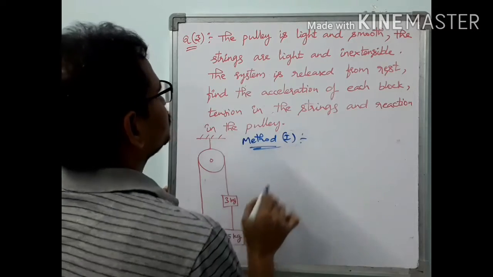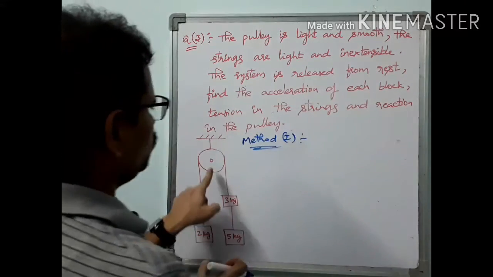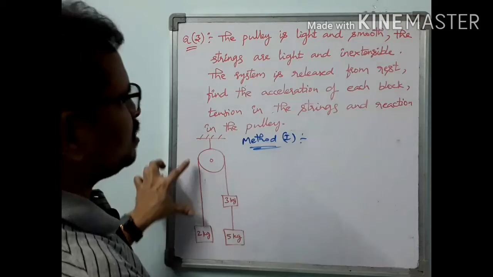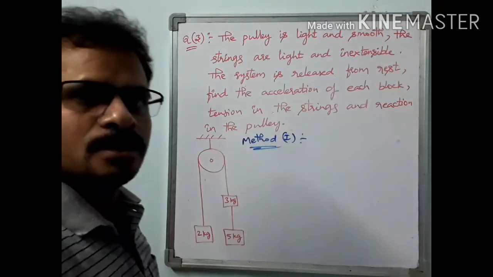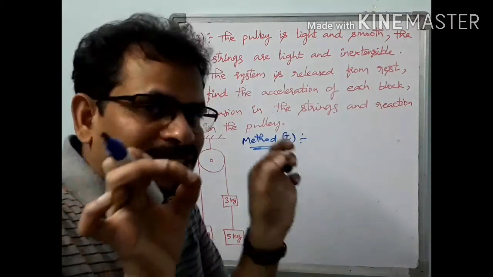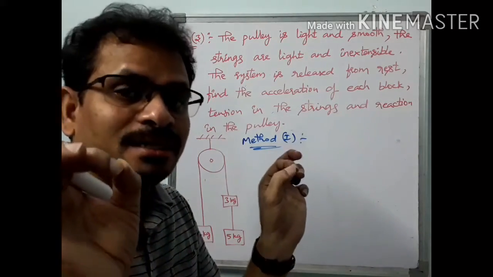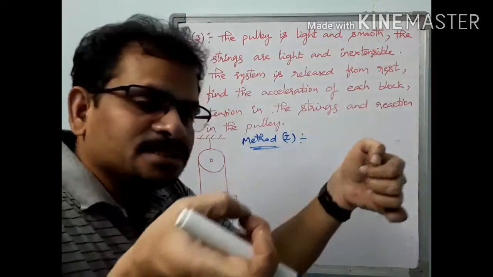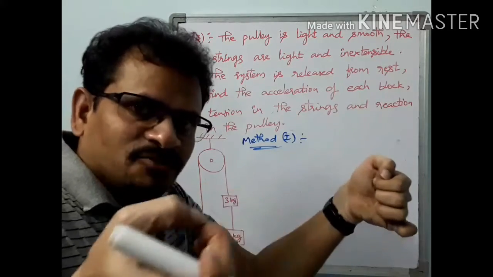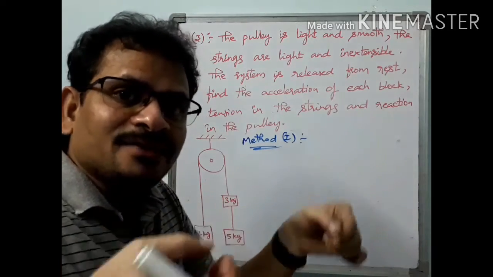Before that, what is the question here? The pulley is light and smooth. The strings are light and inextensible. Not only massless strings, they must be inextensible. They must be rigid. Their length should not change. If the string is applied by a tension force, it should not extend like our shoelace.